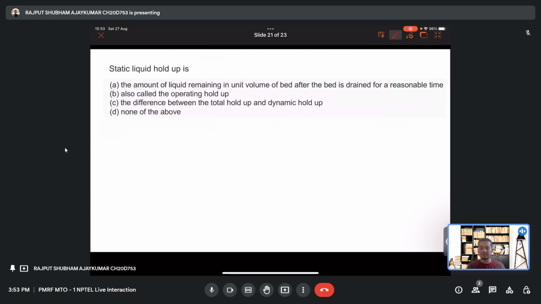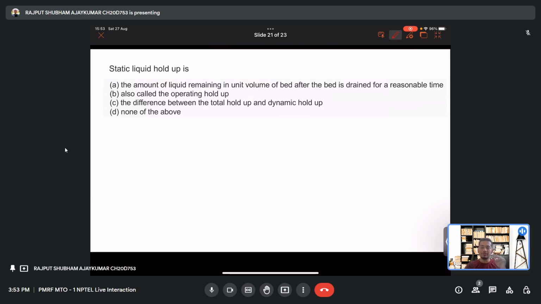This is another question: static liquid hold up. Like I said, in a tray tower or a packed tower or a distillation column, there is a liquid hold up. So what is the static liquid hold up? It is the amount of liquid remaining in a unit volume of the bed after the bed is drained for a reasonable time. Drained means the liquid has been removed from the column, and what remains is the static hold up.